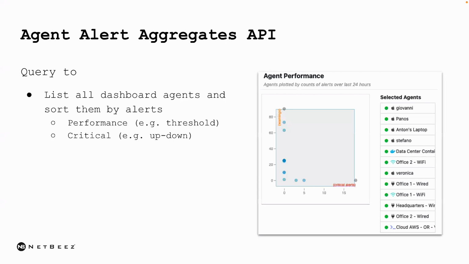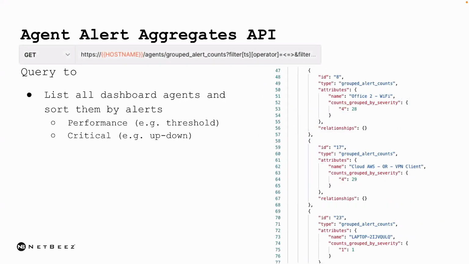Next, we have an agent alert aggregates API, which gives you a list of all the agents sorted by performance and the critical alerts that have been triggered. This is how we build this graph on the bus tab of the dashboard. On the x-axis, you have the critical alerts, and on the y-axis, you have the warning and performance alerts. This can be accessed by this JSON API. We also have the group alert counts API, which will return, for each agent and for the time period you specify, how many alerts of each severity have been triggered by that agent.